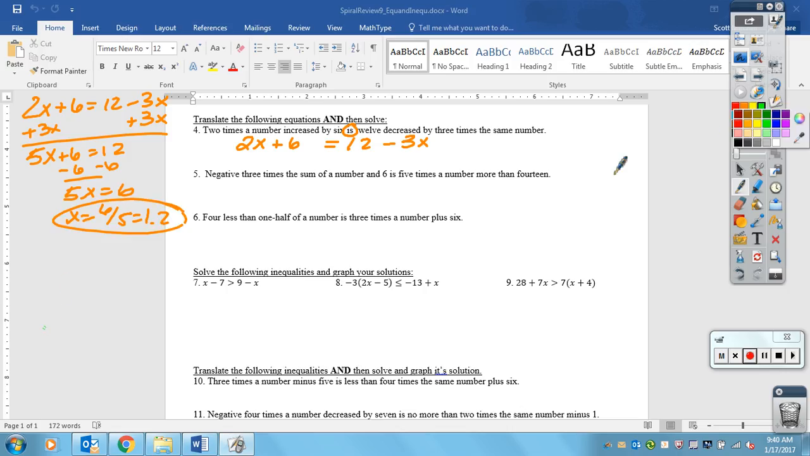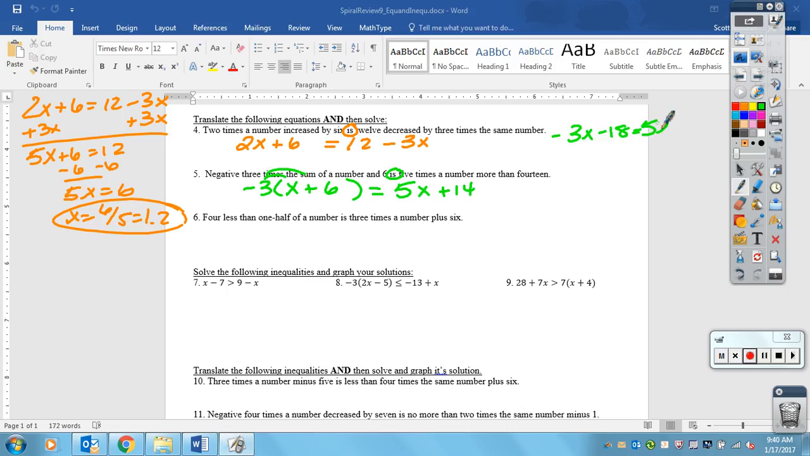Number 4 says negative 3 times the sum of a number and 6 is, okay, so negative 3 times the entire sum of a number and 6 is 5 times a number more than 14. So 5 times a number more than 14. Variable, I got to clean up this side first. Negative 3x minus 18 equals 5x plus 14.